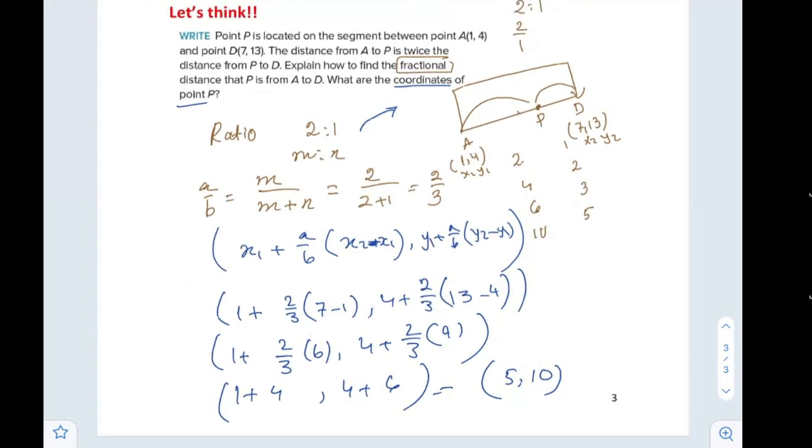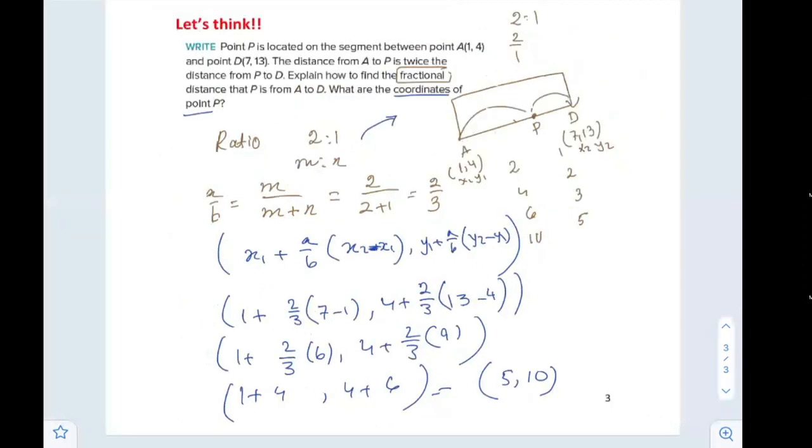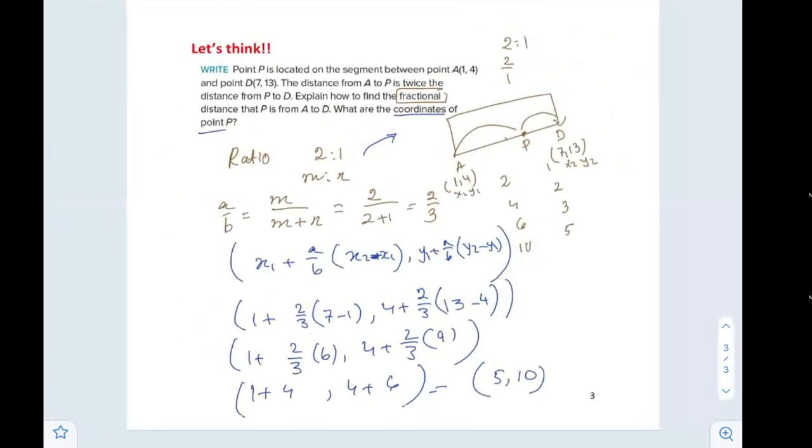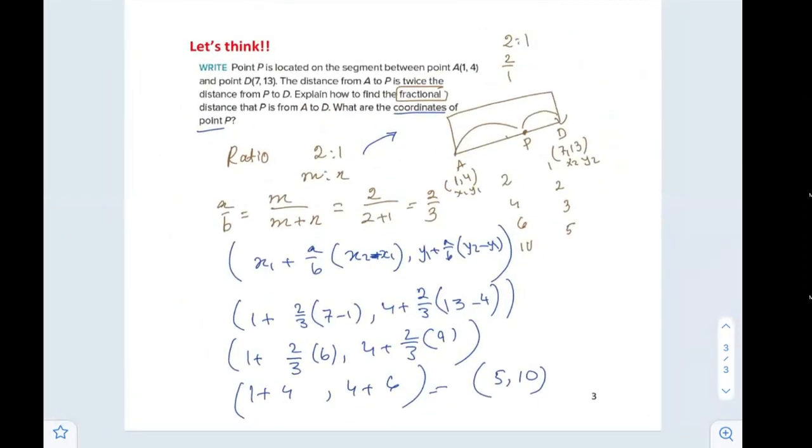With that, we end this lesson, locating points on the coordinate plane. I hope it is easier now for everyone.